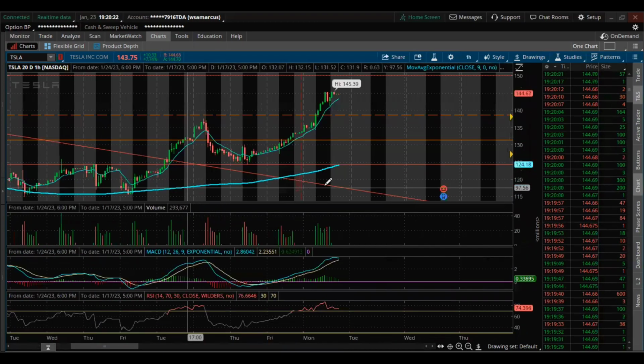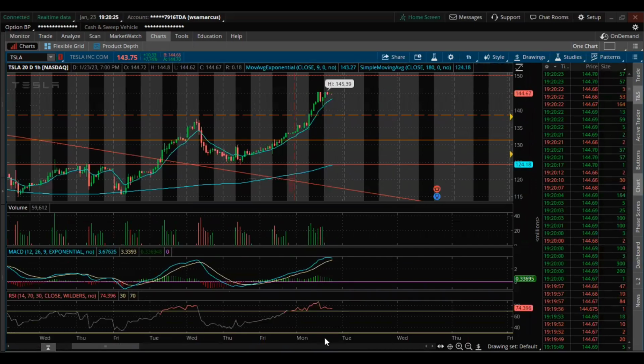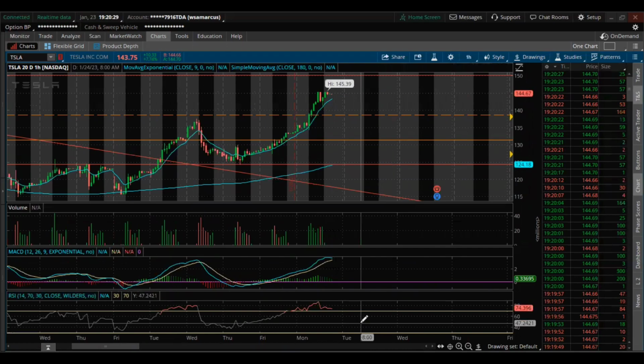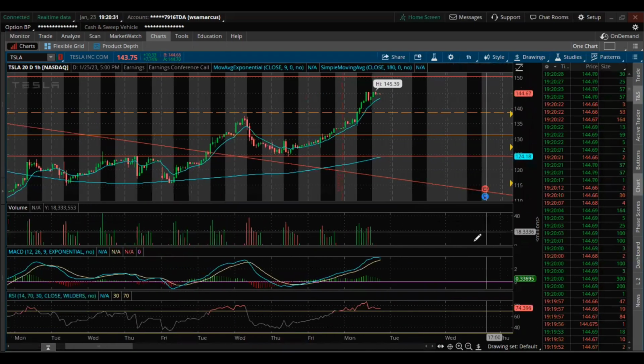They got away from me. I would want to see this RSI reset itself, get back to being oversold. If I'm looking for a long position, that's where I'm entering. If we're looking at Tesla over here.